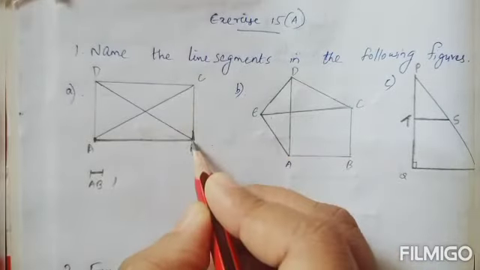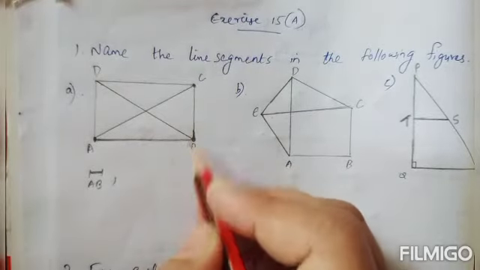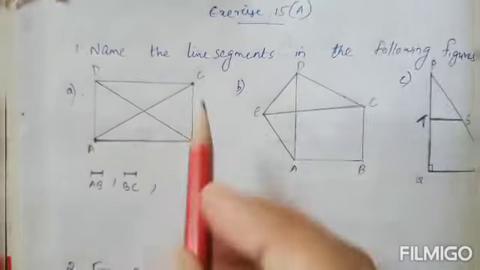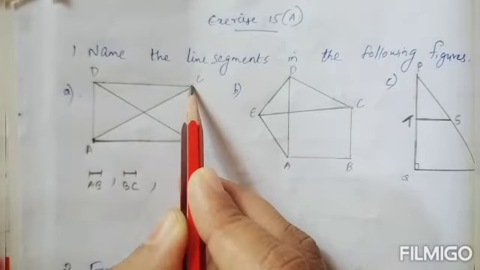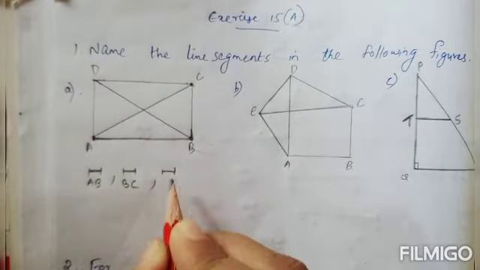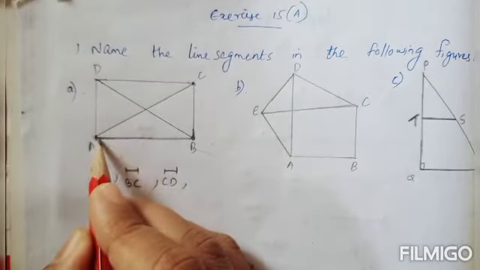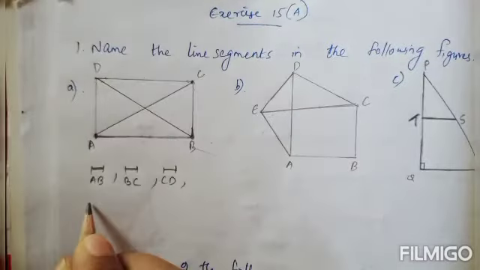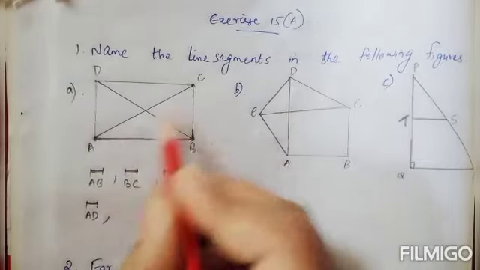Similarly, line segment BC is there. This is one end point and this is another end point. These are joined by a straight line. So that is line segment BC. Next, line segment CD you can write. End points C and D are joined by a straight line. So that is line segment CD. Next, line segment AD is there. 2 endpoints A and D joined by a straight line. So line segment AD.